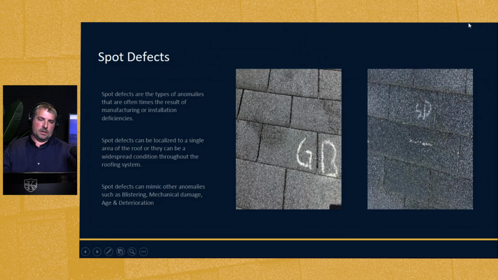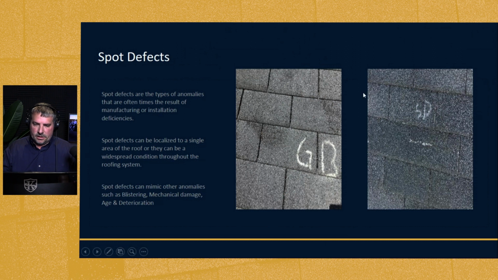All right, spot defects. Spot defects are the types of anomalies oftentimes the result of manufacturing or installation deficiencies. Spot defects can be localized to a single area of the roof, or they can be a widespread condition throughout the entire roofing system. Spot defects can oftentimes mimic other anomalies, such as blistering, mechanical damage, age and deterioration.